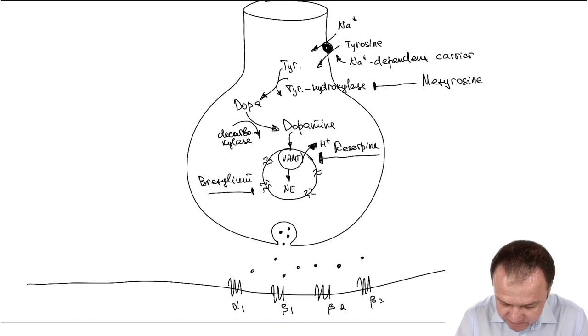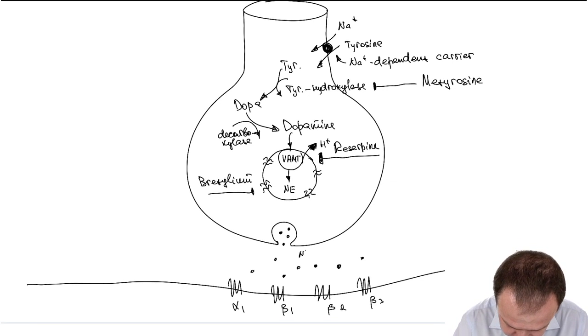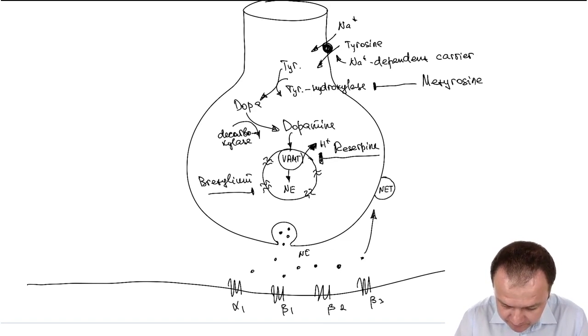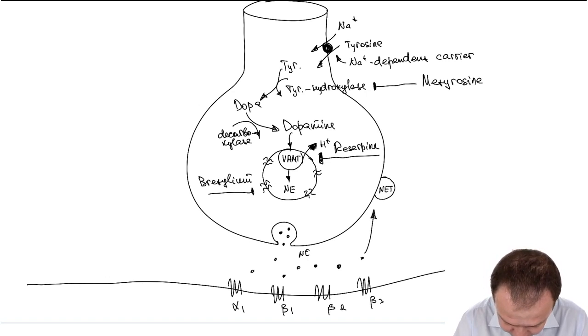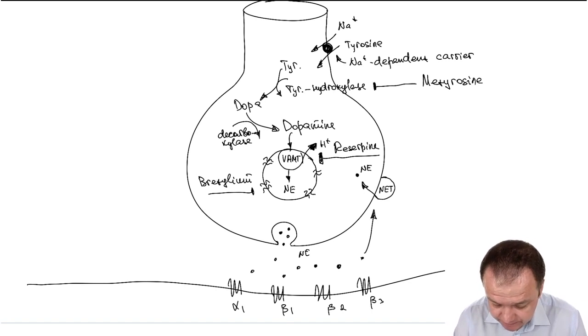But the major mechanism of termination of action is reuptake. So norepinephrine molecules are taken back up, and we have a specific transporter, the norepinephrine reuptake transporter. With help of the norepinephrine reuptake transporter, we have reuptake of norepinephrine molecules, and again, these norepinephrine molecules are packed into the vesicles and reused again.